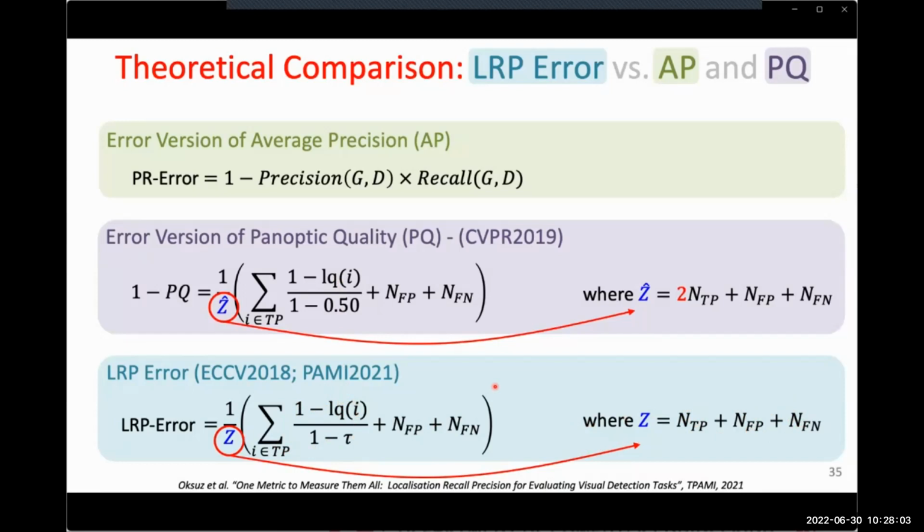parts. One part is that the normalization constant has a multiplier in front of the number of true positives for PQ error, and this favors the number of true positives more than it does the number of false positives and the number of false negatives. The second difference is with respect to the localization quality. In PQ error, localization quality is normalized with respect to a constant localization threshold, whereas in LRP error, this is a hyperparameter.